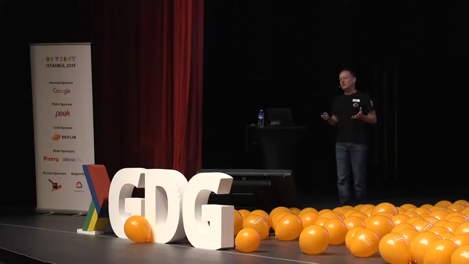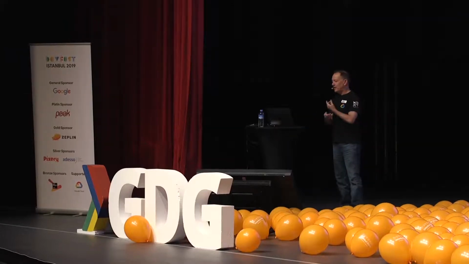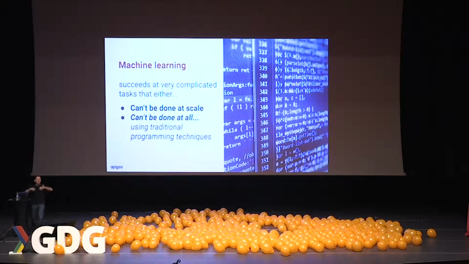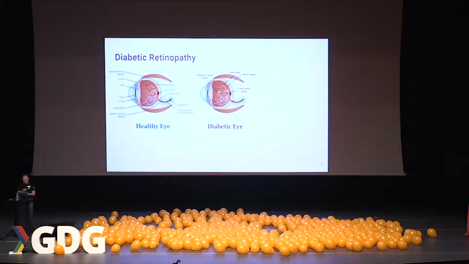But I do like to start these talks by talking about how I view machine learning and why it's become important over the last few years. So machine learning generally is used to address two classes of problems. Problems that can't be done at scale, meaning there aren't enough people in the world to do these things, and problems that can't be done at all using traditional programming techniques.